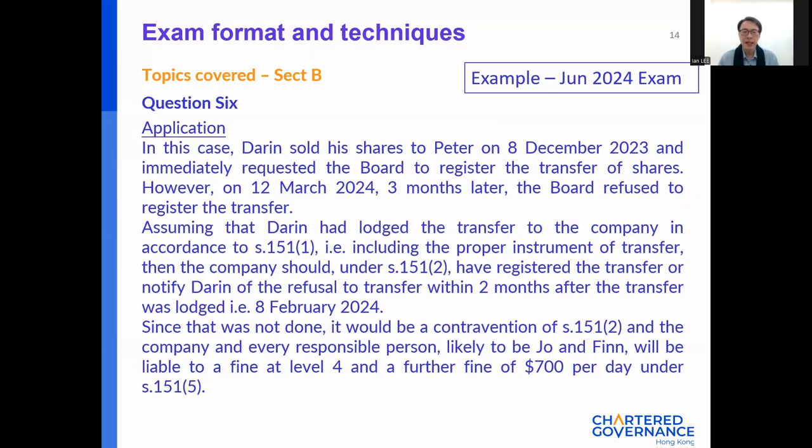The company and every responsible person, so likely to be Joe and Finn, will be liable to a fine at level 4 and a further fine of $700 per day. Okay, so you can see the good thing about section 151: it does not force the directors to make a decision, but it does force the directors to act. In subsection 2 is to notify the refusal, and in subsection 4, if requested, to send the statement of reasons for refusal. Okay.